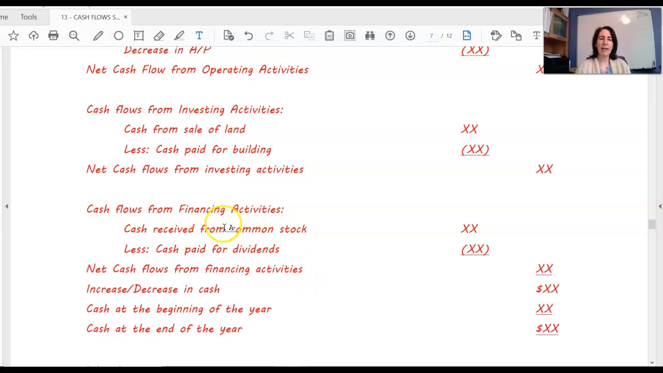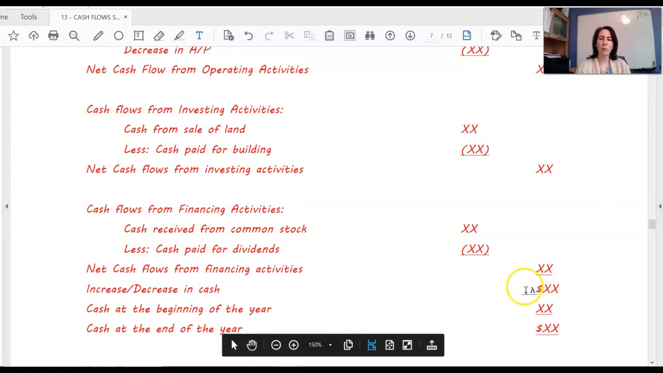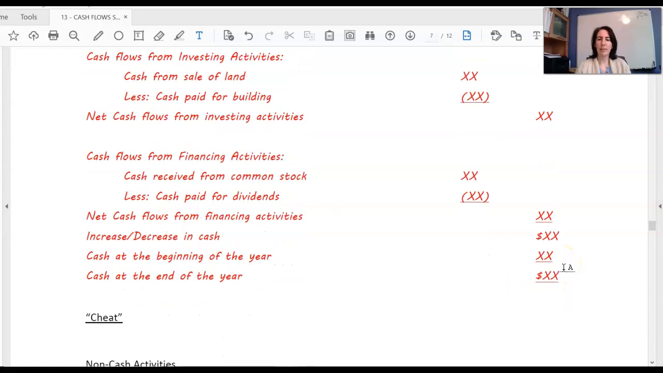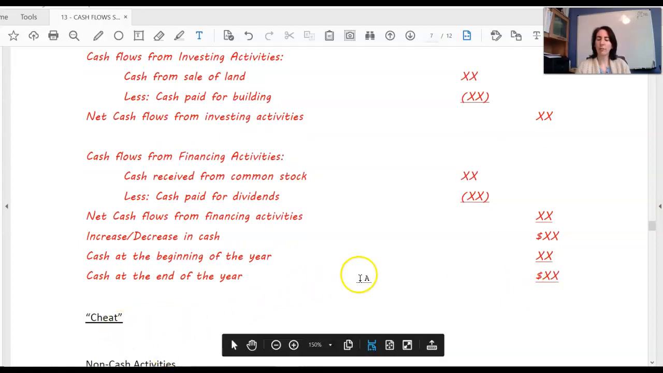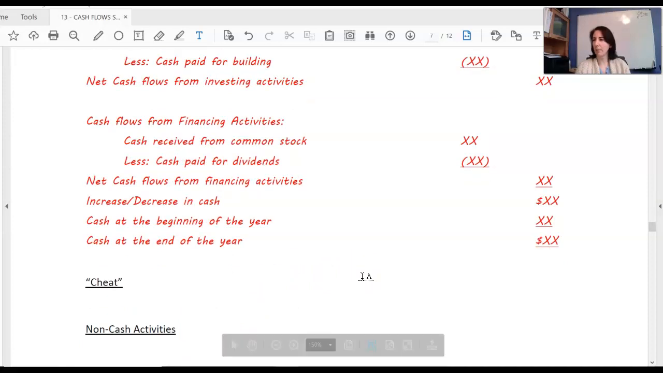So don't look at negatives and positives like they're good or bad. And cash flows from financing activities: if you're selling your own stock, then cash is coming in, so it's a positive, a cash inflow. If you're paying out dividends, that's a cash outflow, a negative. You'll have a total for cash flows from financing activities. You add the three categories together, and you have the overall increase or decrease in cash. Now I'm going to teach you a cheat, but we're not really ready for that yet. Let's get into the problem first.